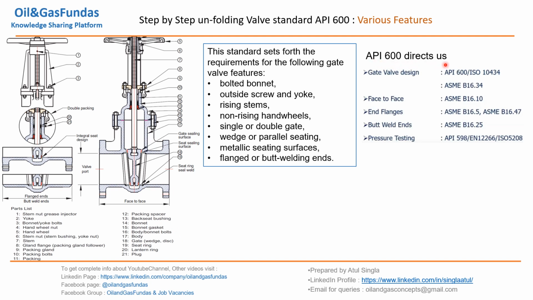In API 600, there are a few references to other standards. For example, if we are going to design the gate valves, we are going to cover API 600 along with ASME B16.34. For face-to-face dimension, API 600 tells us that we have to refer to ASME B16.10. For end connections, end flanges, 16.5 and 16.47. For butt weld ends, we have to refer to B16.25. And for pressure rating, pressure testing, API 598. So these are a few of the standards which API says we have to refer to while designing the gate valves.